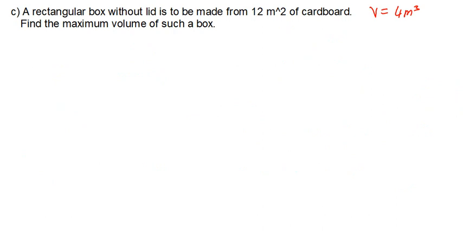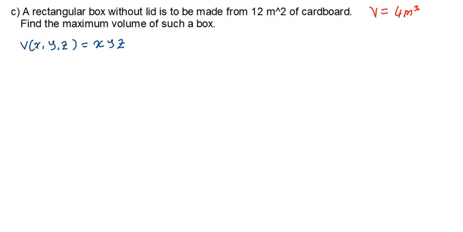But of course we have to determine which one is our constraint and which one is our function. So our function in this case, I'll say V of x, y, z is equal to xyz. Now what about our constraint? We are just going to get it from the area.